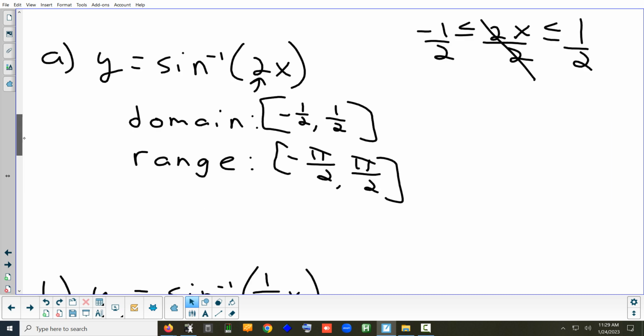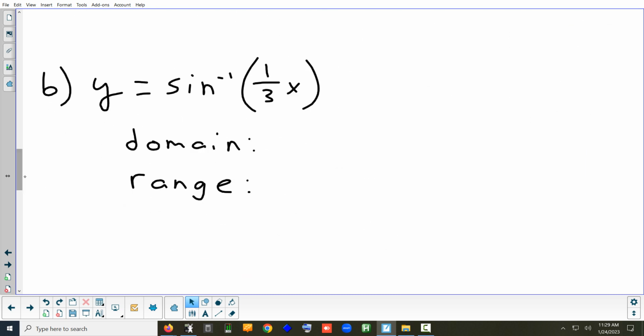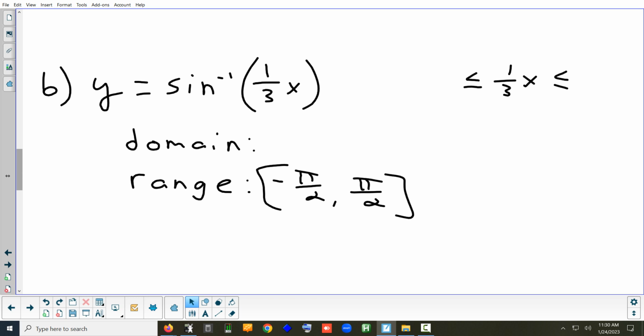Start with the range. And remember, it's inverse sine. What is the range of inverse sine? Negative pi over 2. Yeah, when you do the 0 to pi, that's the cosine. So it is negative pi over 2 to pi over 2. And the domain, put the argument in the middle. We just did it in the last problem. What's the original domain for inverse sine? It's negative 1 to 1.